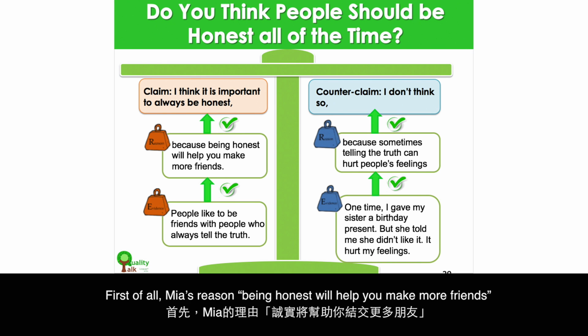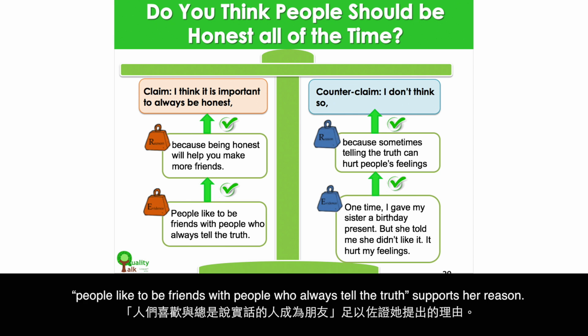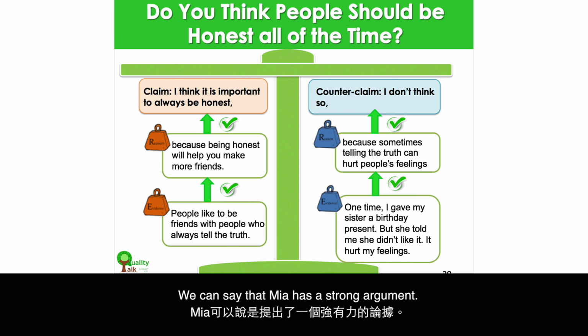First of all, Mia's reason, being honest will help you make more friends, is strongly connected to her claim. Besides, her evidence, people like to be friends with people who always tell the truth, supports her reason. We can say that Mia has a strong argument.